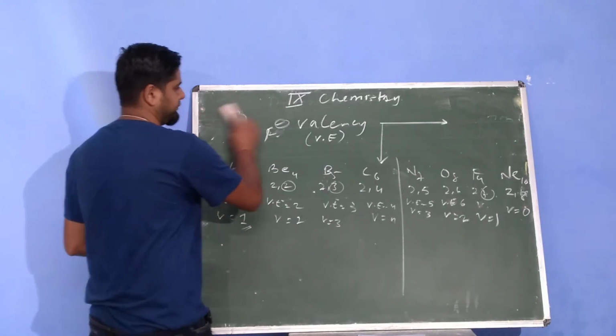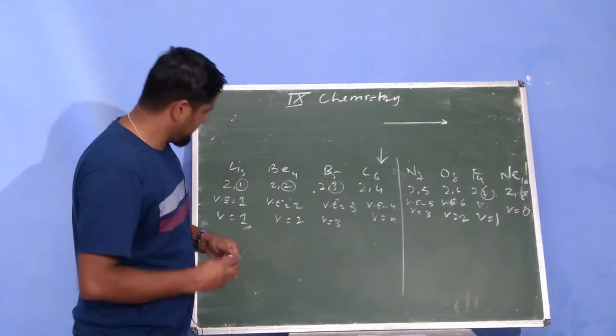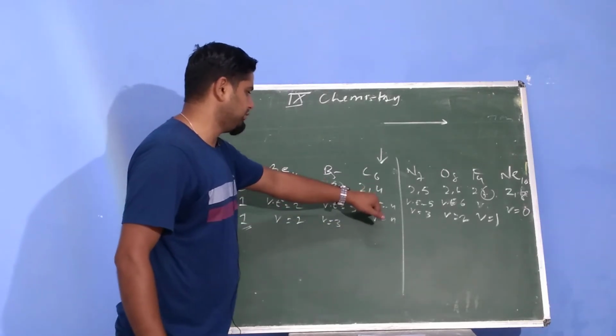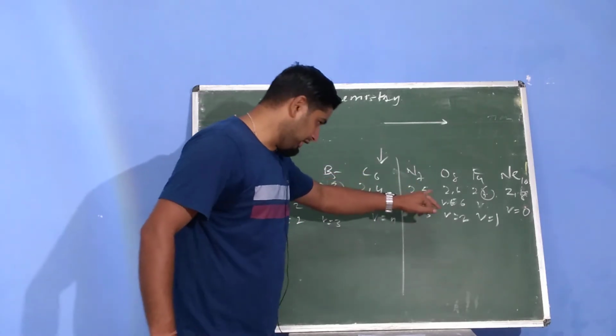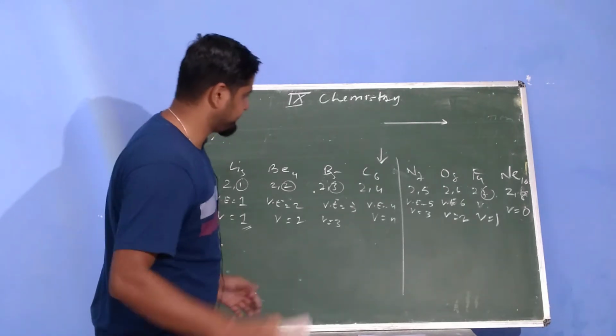Very simple. If valence electron is 1, valency is always 1. If 2, valency 2. If valence electron 3, valency 3. Valence electron 4, valency 4. Valence electron 5, 8 minus 5, 3. Got it or not? Okay.